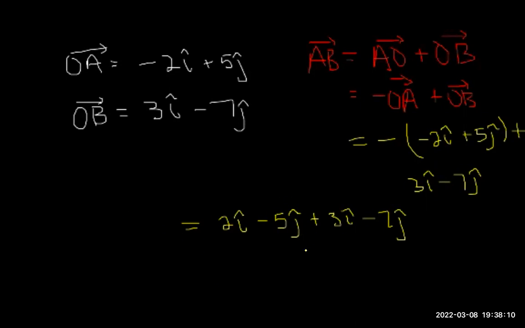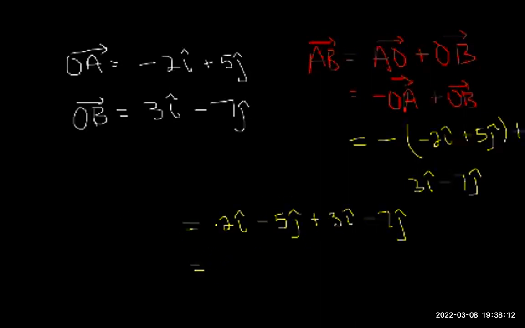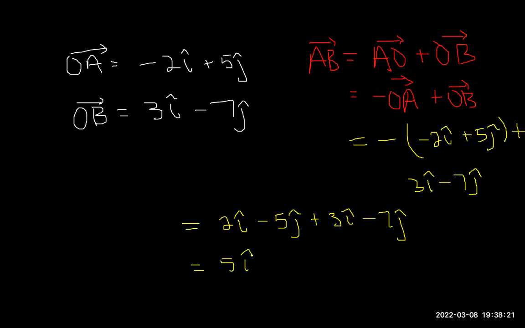You add and subtract the like terms. So these two are like terms. 2i hat plus 3i hat would give me 5i hat, minus 5j hat minus 7j hat would give me minus 12j hat. So this right here is the vector AB, and this is the vector that I would be using in order to find the unit vector. Do you understand that?